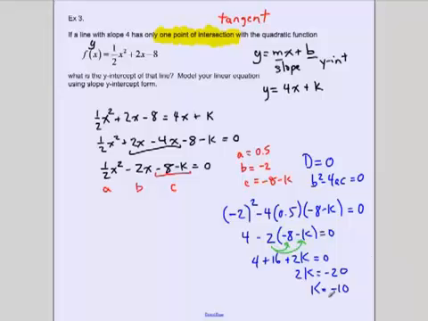So, looks like we have it. The k value in this question is negative 10, or in other words, our linear equation looks like this. y equals mx plus b, or 4x, and then the k value is negative 10. So y equals 4x minus 10 is the linear equation. Thus, the y-intercept is negative 10.